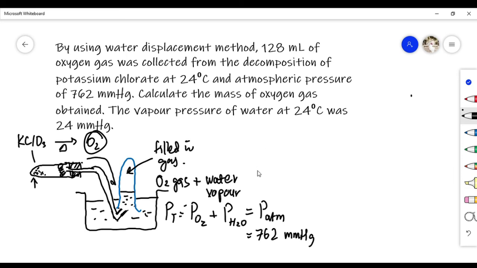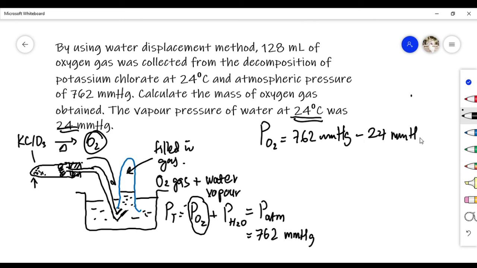Okay, so dalam kita dah tahu ini. Okay, so what we interested is only the pressure of oxygen gas. Okay, we know the total pressure. We don't know the pressure of oxygen gas, but we do know that vapor pressure of water at 24 degrees Celsius was 24 mmHg. So to get the partial pressure of oxygen, PO2, kita just tolakkan sahaja 762 mmHg tolakkan dengan 24 mmHg. Tolakkan je, so kita akan dapat 738 mmHg.